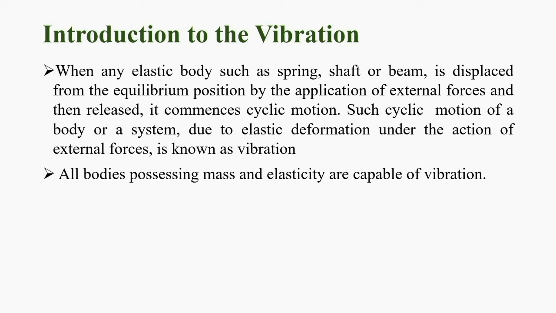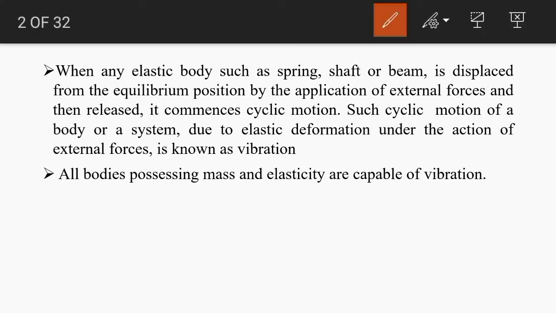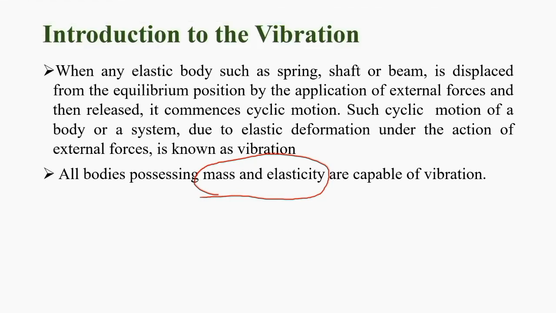Okay, so all bodies possessing mass and elasticity are capable of vibration. Here two properties, mass and elasticity, are most important for vibration. Due to the mass property, any system has potential energy depending on its position and condition. That potential energy could be converted into kinetic energy so that the system would be in motion.